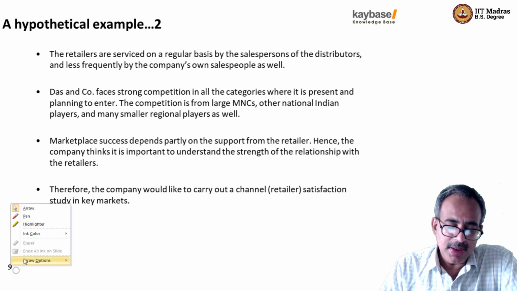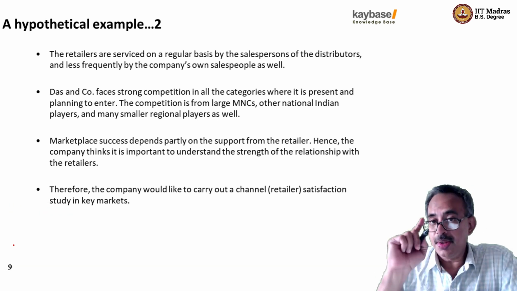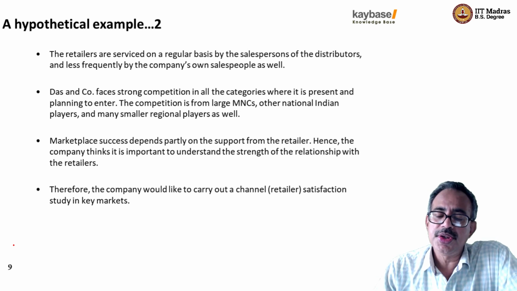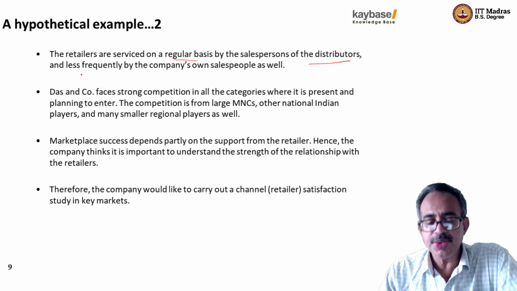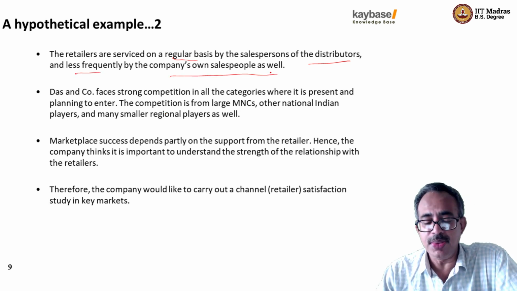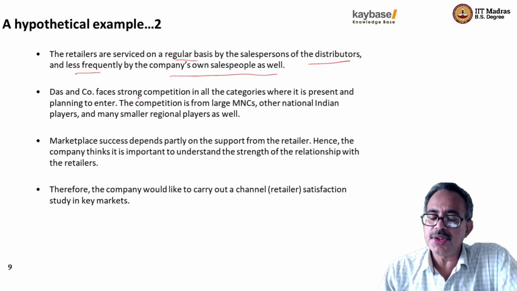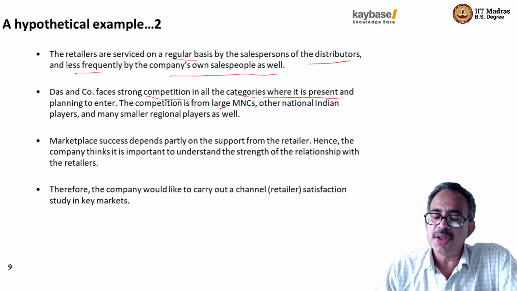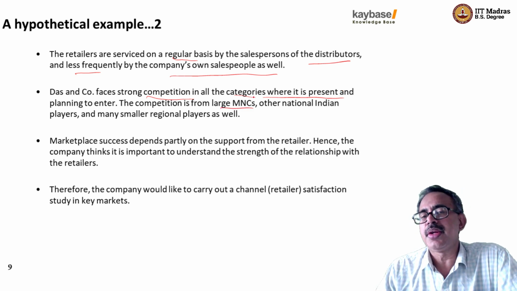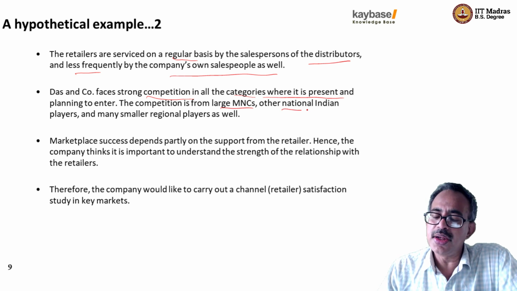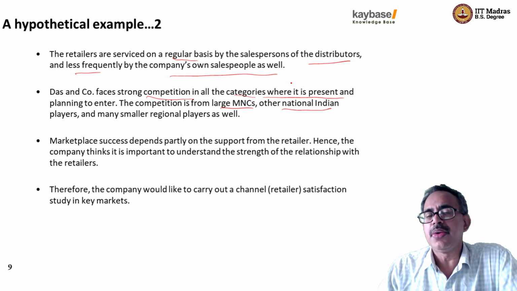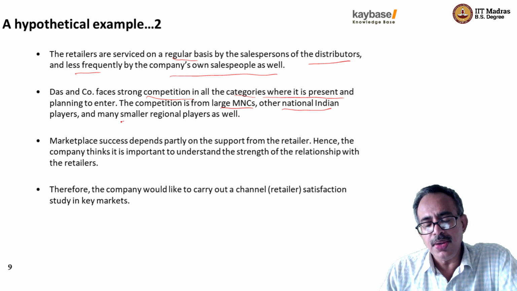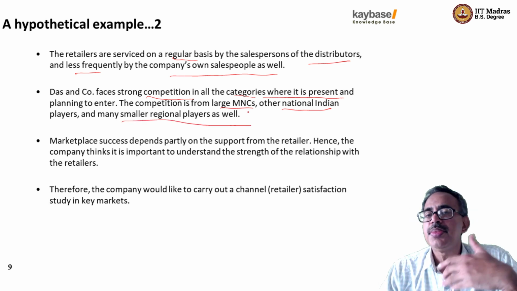Now, the retailers in this hypothetical example are serviced on a regular basis by the salespersons of the distributors, and less frequently by the company's own salespeople as well. Das & Co faces very strong competition in all the categories where it's present, also in the categories where it's planning to enter. So the competition from large multinationals like Unilever and Procter & Gamble and so forth, and other national Indian players like Cavin Care and Godrej and so forth, and very smaller regional players as well, which varies from state to state.